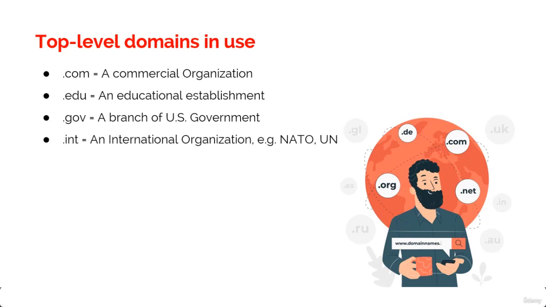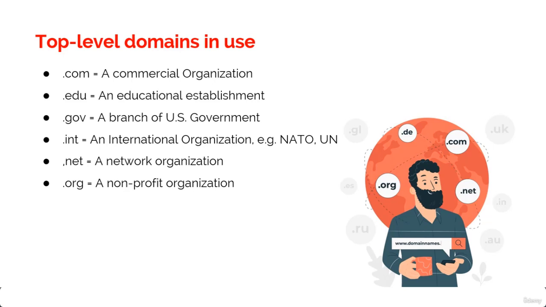Then .int is an international organization such as NATO or the United Nations. .net is a network organization, and .org is a non-profit organization. Your local internet service provider is probably a member of the .net domain because it comes under the network organization. If you work in a company, you come under .com. And if you are studying in a university that has a website, it comes under an educational establishment.